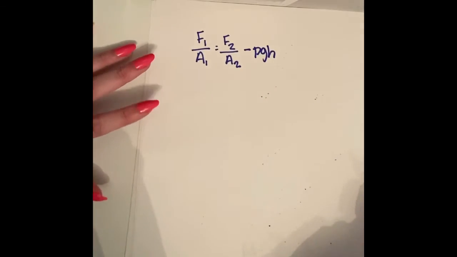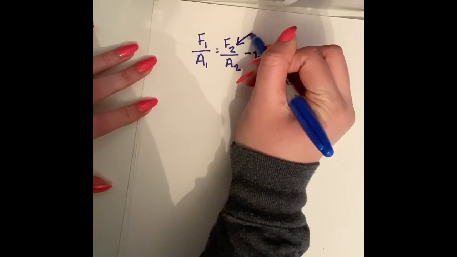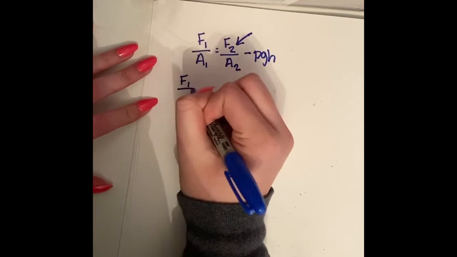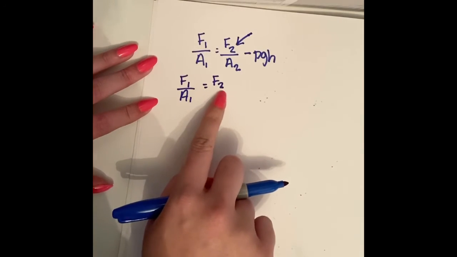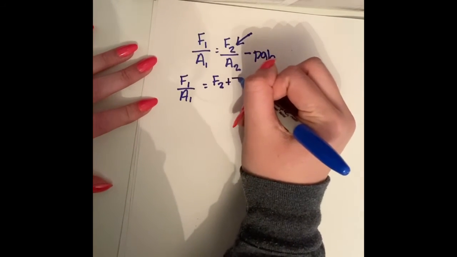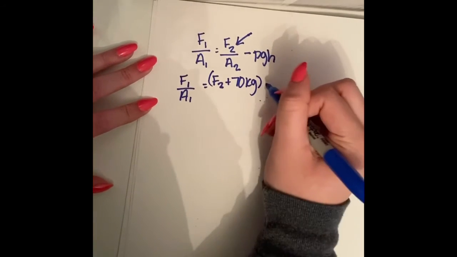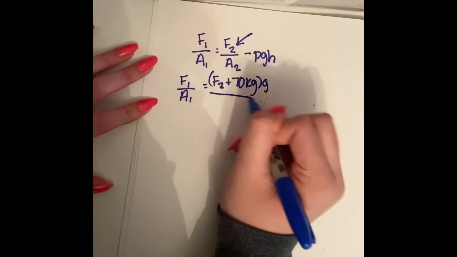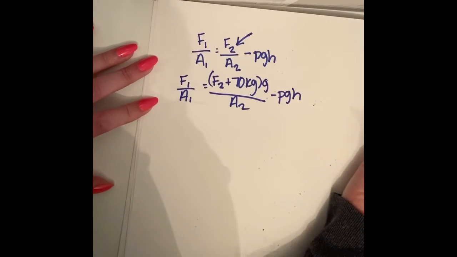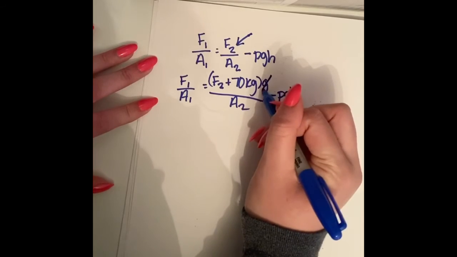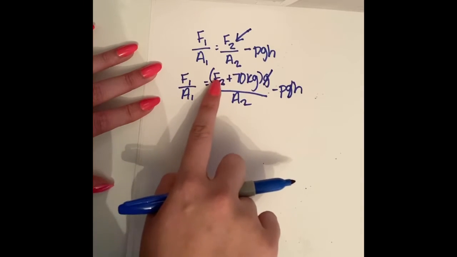So first, we're going to add our 70 kilograms to here. So we have F2, which is the mass of the second student, plus 70 kilograms. And this is all multiplied by the gravitational constant over A2 minus rho g h. So as you can see here, the g's are going to cancel out. And we're going to move this to this side because we want to get F2 by itself.